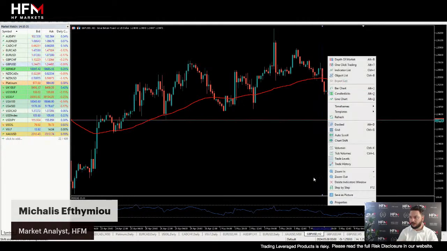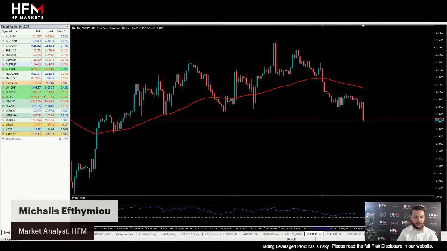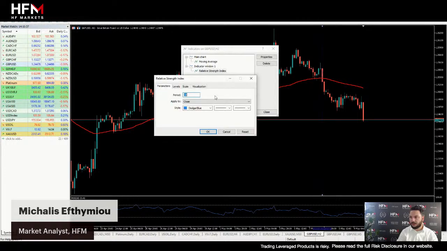I'll add another point. I will slightly amend here also the RSI, because the RSI is slightly incorrect. So we've got a period of 18.